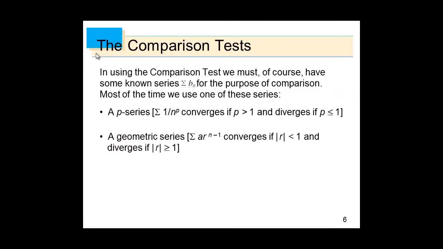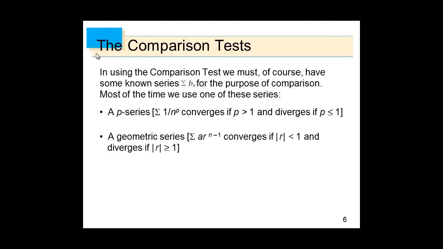Usually, whenever you are using the comparison test, what you need to do is that you're given a series, then you have to come up with your own known series, one where you know whether it converges or diverges, and compare that with your series. Usually, these are the two types of series that you use for the series Bn: a p-series or a geometric series.